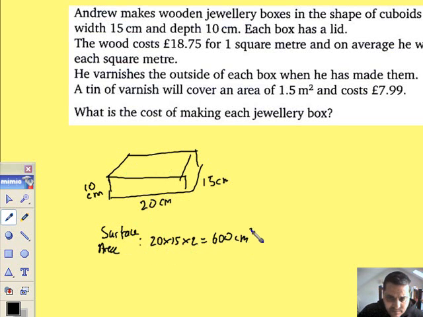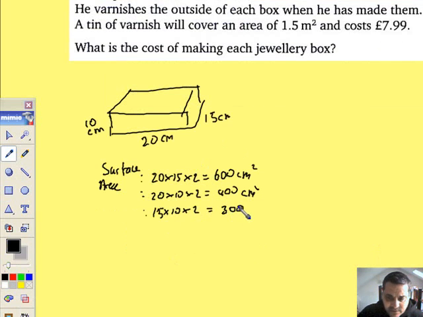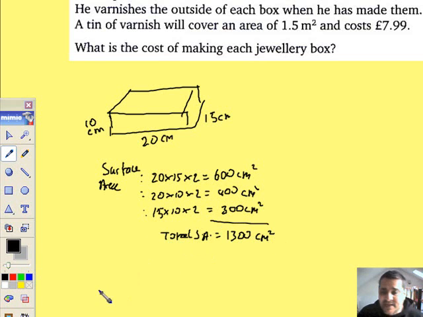600 centimetres squared. I've got a 20 by 10 at the front, and of course I've got one at the back as well. So double that up, that comes to 400 centimetres squared. I've got this little one here which is a 15 by 10. I've got 2 of those as well. So that's going to give us 300 centimetres squared of wood altogether. Here's the total surface area. That's going to be 1,300 centimetres squared. So far it's dead easy. None of this is negotiable or controversial in any way.